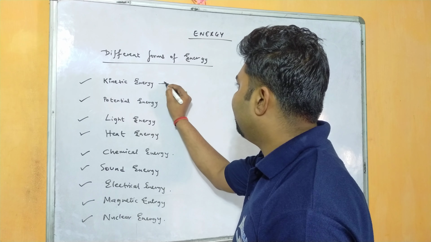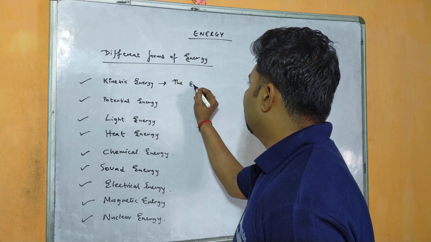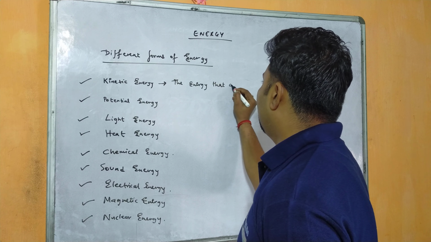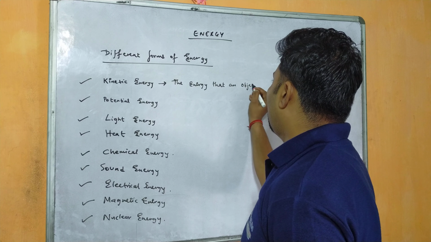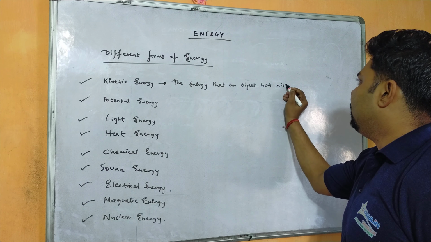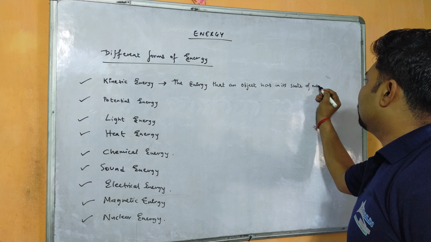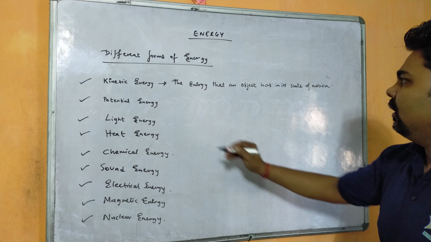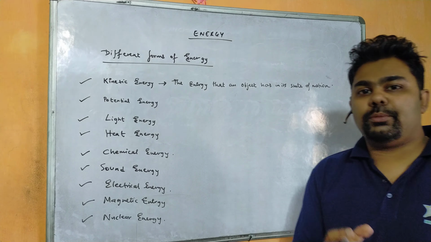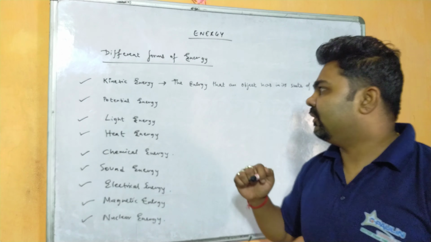Or we can define it here: the energy that an object has in its state of motion. Okay, the energy that an object has in its state of motion. So when an object is in motion, the energy possessed by that object is said to be kinetic energy.